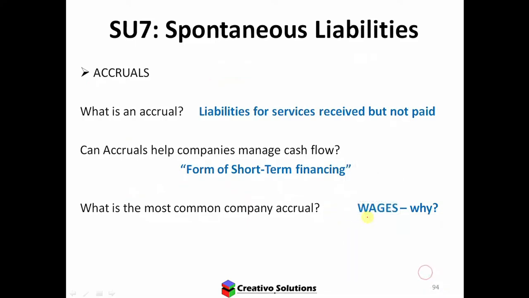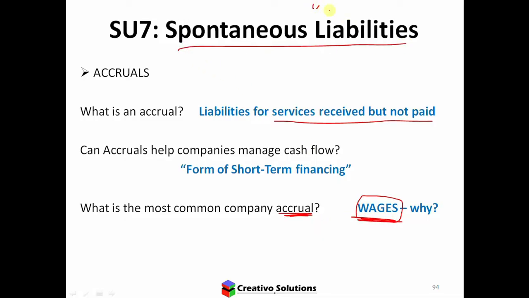Why are wages considered an accrual? Because you pay your staff at the end of the month after they have rendered their services. Very good. Correct. Remember we said spontaneous liabilities? A spontaneous liability will arise when you have wages. If somebody works for you today, you're going to have to pay them at the end of the month. You don't pay them at the beginning of the month. You pay them after they've done their work. So these are services that you've received as a business, but you haven't paid for. That's an accrual.